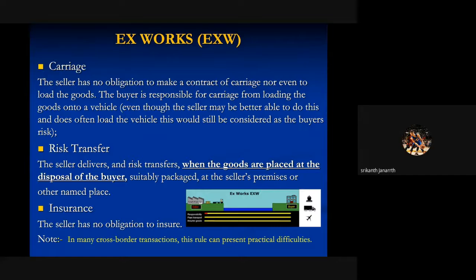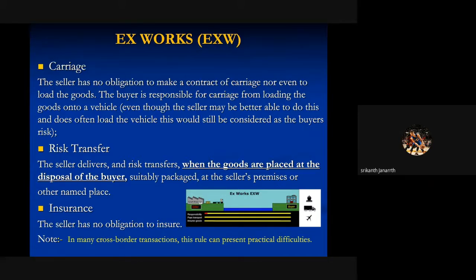So there are 11 Incoterms. Out of the 11, there are 7 Incoterms used for all modes, which we are going to study one by one, and 4 are exclusively used for sea and inland waterway transport. So let us see. In this, risk is transferred when the goods are placed at the disposal of the buyer. This is keeping the goods at the seller's premises for the disposal of the buyer. The buyer has to come all the way to take the goods and go. So these are good for landlocked countries like France, Italy.